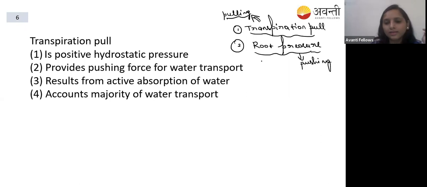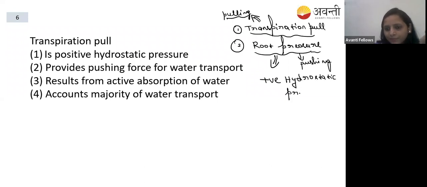So here you can see root pressure is the positive hydrostatic pressure. If I am pushing, I require energy, so it is by positive hydrostatic pressure. Here the water is putting pressure. That is root pressure. Then coming to transpiration, it is by negative hydrostatic pressure, not the positive. It is by the negative hydrostatic pressure.